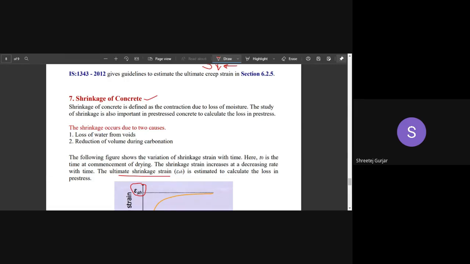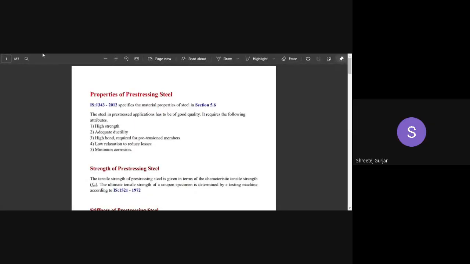Okay, properties of steel we have to look into. Similarly, as we have looked into the properties of pre-stressing concrete, we have to look into the properties of pre-stressing steel. Okay, so let me just share the screen. I hope you can see the screen which I've shared.